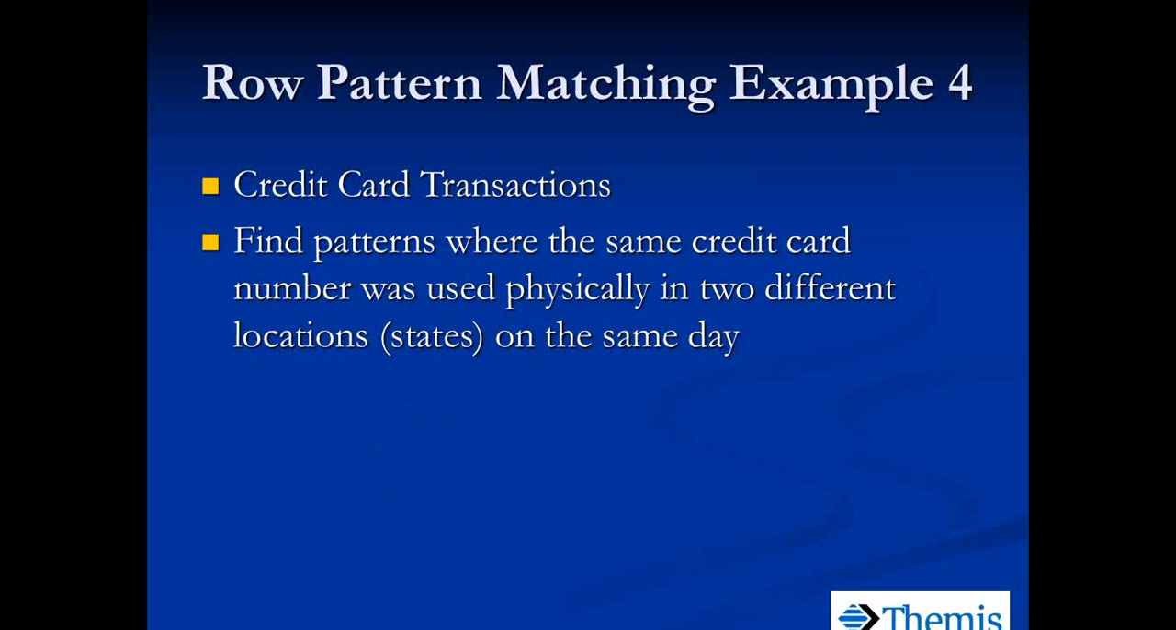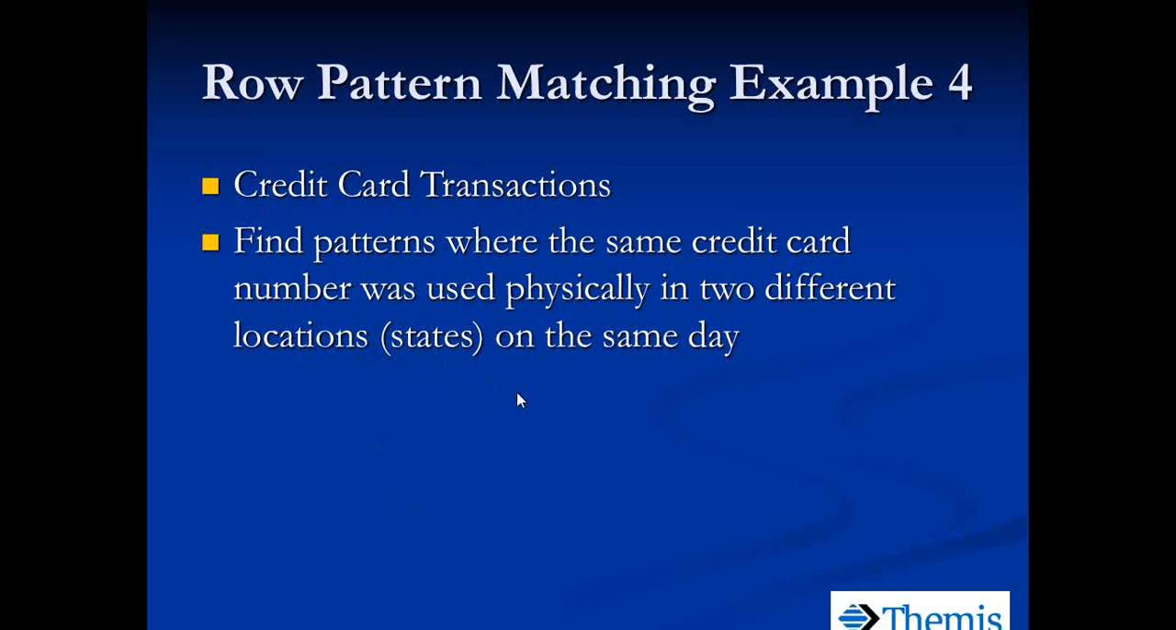Mullins. So what we're looking for here is in this data, this is a different table, credit card transactions. We're looking for patterns where the same credit card number was used physically in two different locations. In this case, we'll define location as a state on the same day. Okay, so let's take a look at our code here.